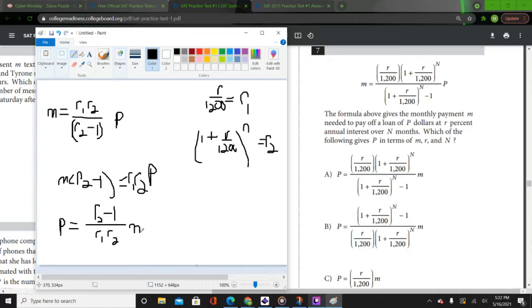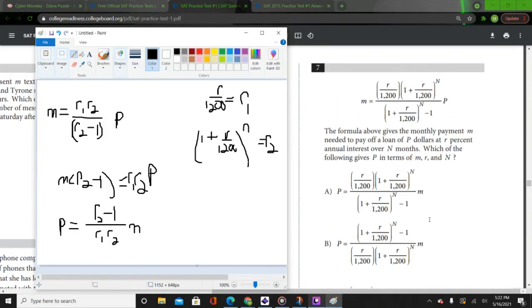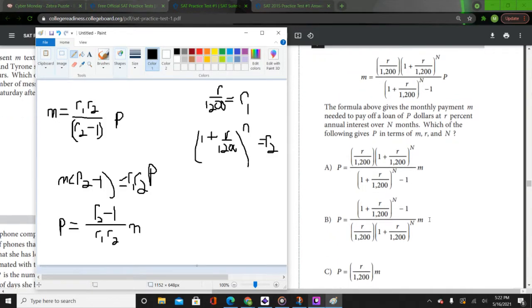We'll plug everything back in, and we'll get that, in fact, for number 7, the answer should be choice B. This whole thing: R2 minus 1 over R1 times R2 times M. Or 1 plus R over 1200 to the power of N, minus 1, over R over 1200 times 1 plus R over 1200 to the nth power.